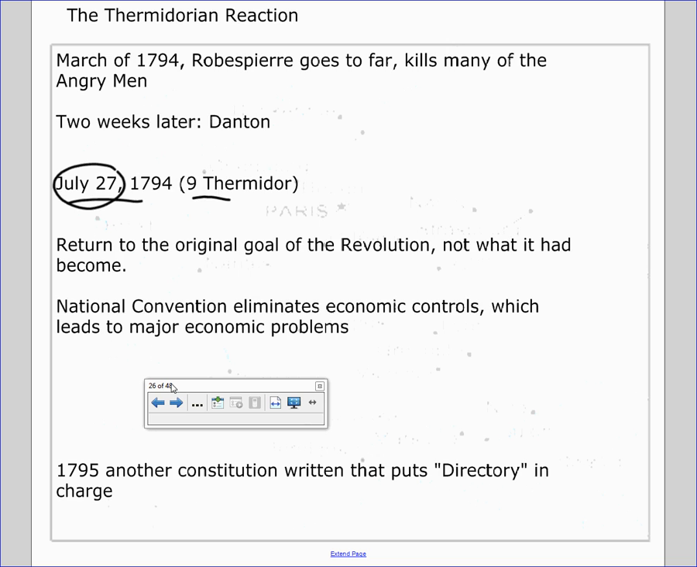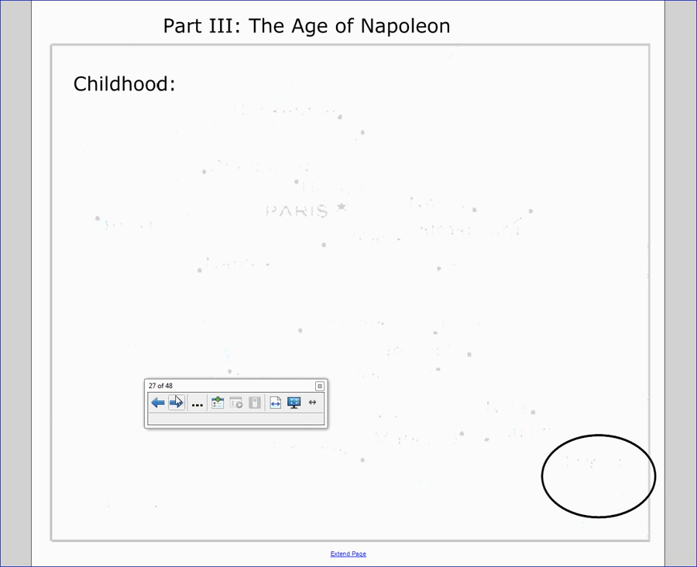What else do we have here? National, okay, all that kind of stuff. Some quotes that we looked at.